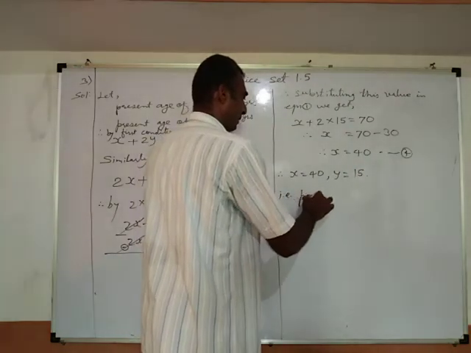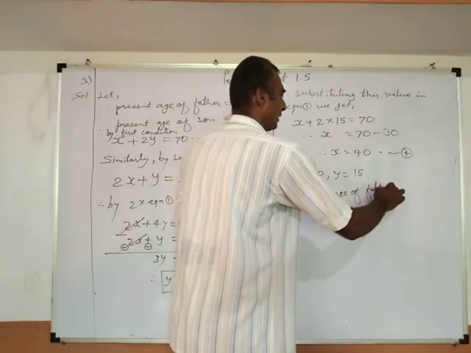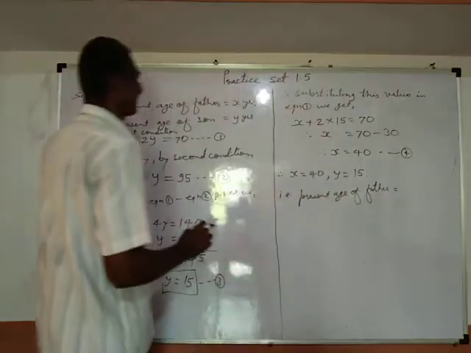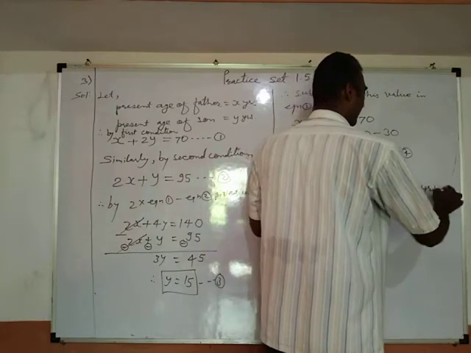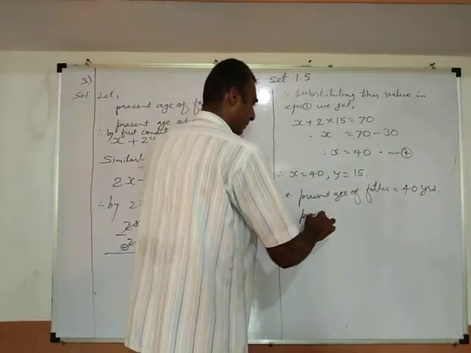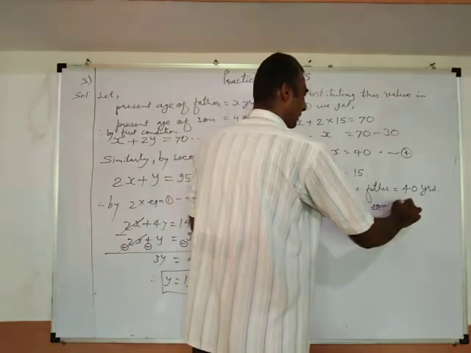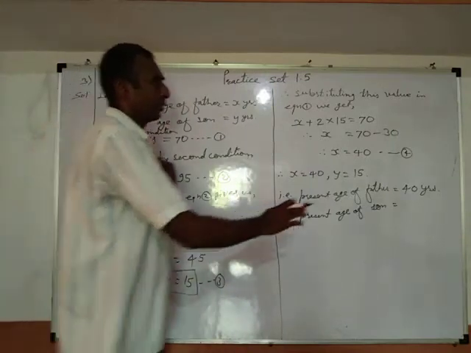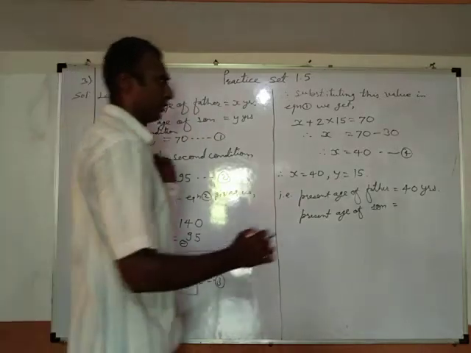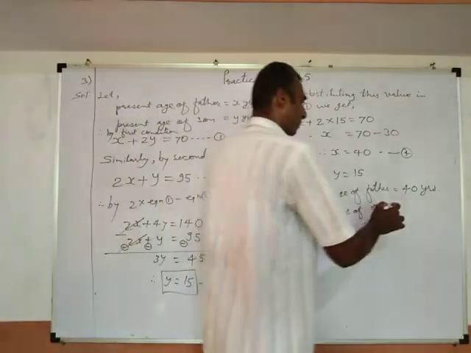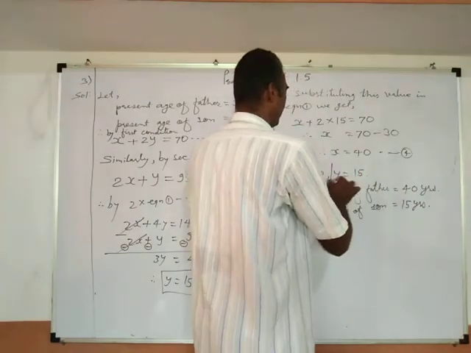That is present age of father equals x years, and value of x is 40. That's why father's age must be 40 years. Similarly, present age of son equals y years, and value of y is here 15. That's why present age of son equals 15 years. Okay.